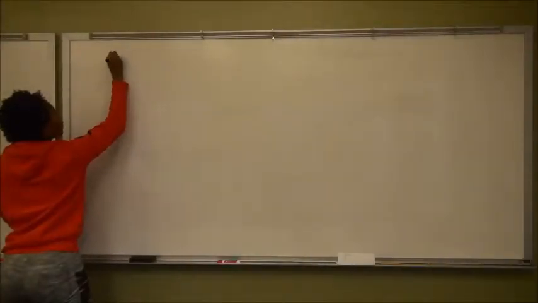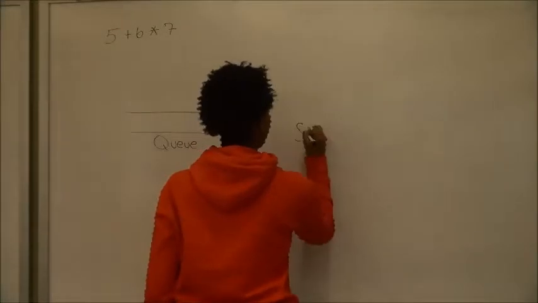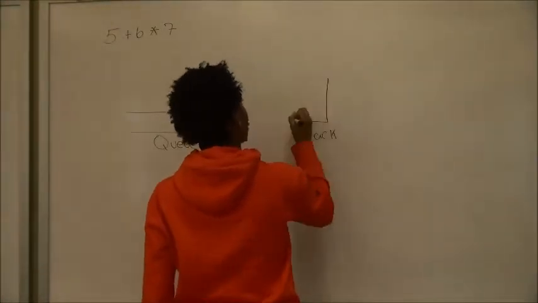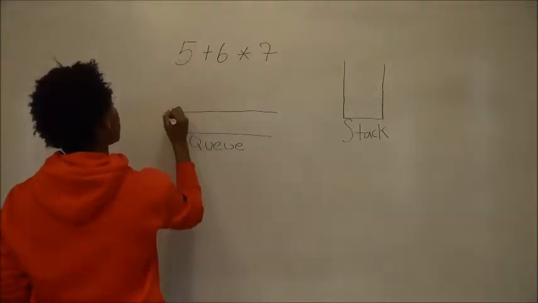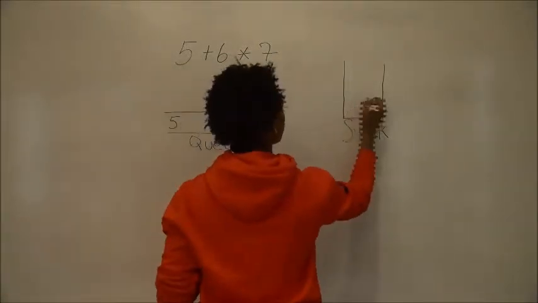For the simple expression, we have 5 plus 6 times 7. We read the expression from left to right. All numbers go into the queue and the operators go into the stack. 5 is a number, so we put that inside of the queue. The plus is an operator, so we put that inside of the stack.